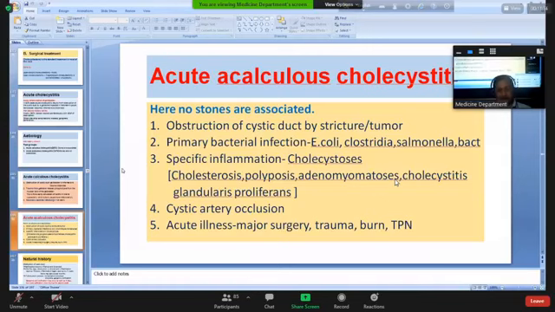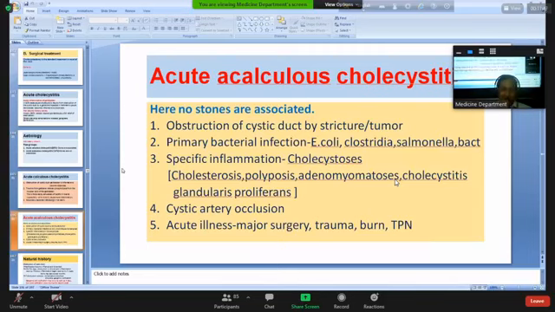coli, Clostridia, Salmonella, maybe specific inflammatory changes in the form of cholecystosis, cystic artery occlusion, or after a major illness, major trauma, major surgery, severe burn, and total parenteral nutrition. In this condition, the gallbladder may be inflamed in the absence of stone. So this is called acute acalculous cholecystitis.